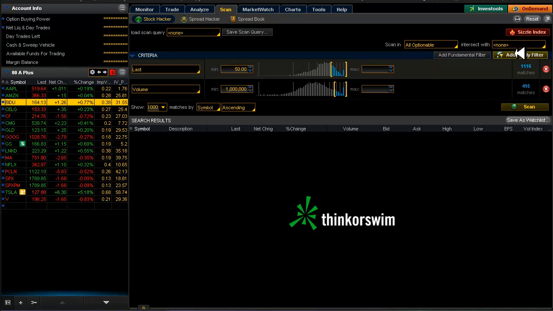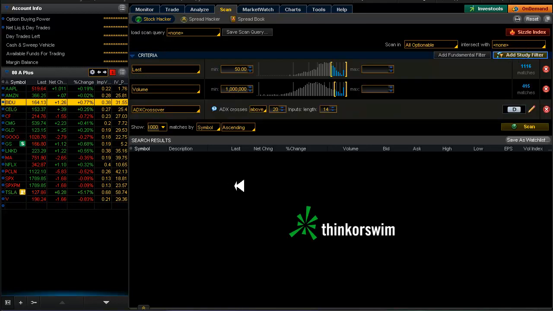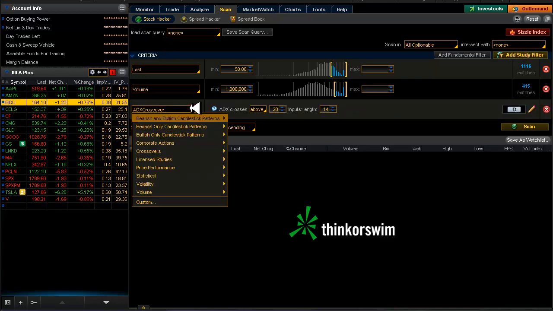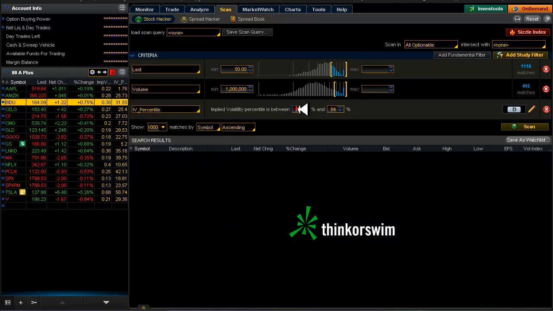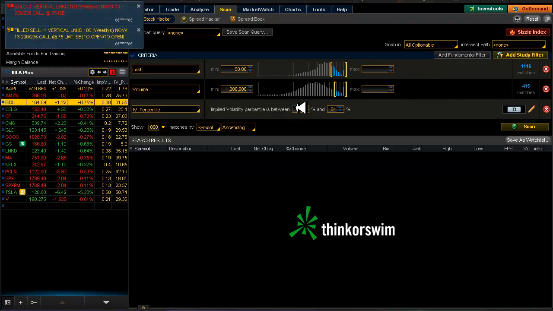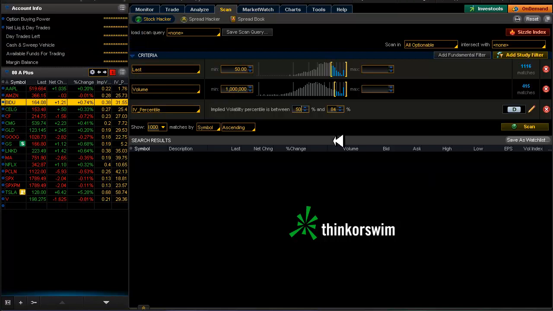Then we want to add a study filter. These are studies that are built into the platform. I would go down here to volatility, and I would say IV percentile, and I want it above 50, up to 100. And that's based on daily.